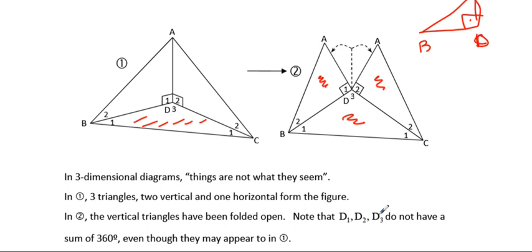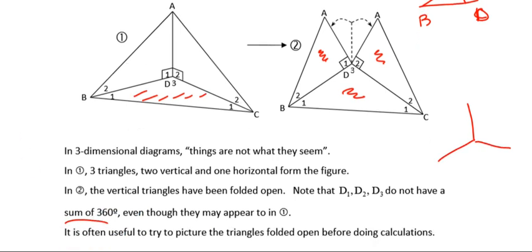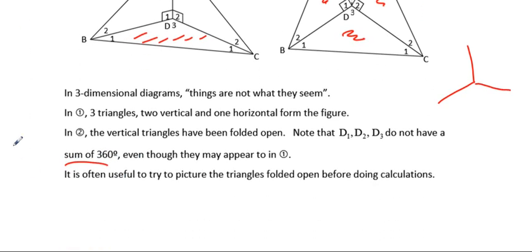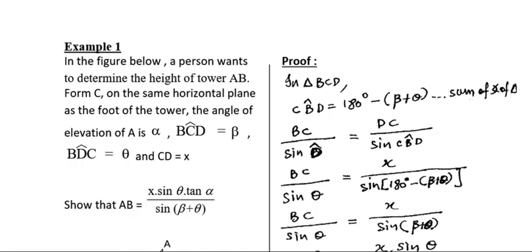Remember that angles B1, D1, D2, D3 do not have a sum that is an angle at a point, because remember there are 3 planes. Do not think that this is the diagram. This is a 3D diagram because these angles are in different planes, so they do not add up to 360 degrees. Something that you should consider. But let's look at a worked out example so that it gives you an idea of what is going on.